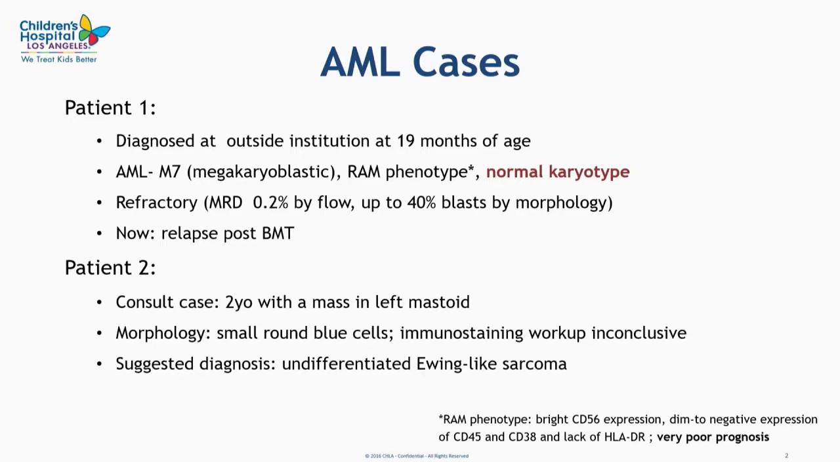The second case had an even more unusual presentation. This case was actually referred to us from an outside institution, and some colleagues in the audience might recognize the case. This was a 2-year-old girl who presented with a mass in her left mastoid region with no bone marrow involvement. And actually, the tumor was first thought to be a solid tumor.